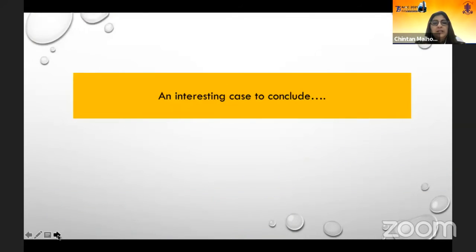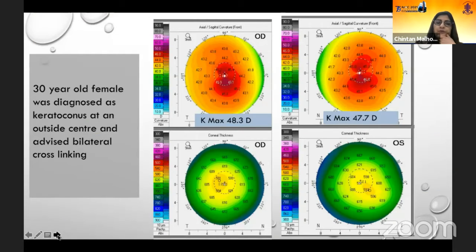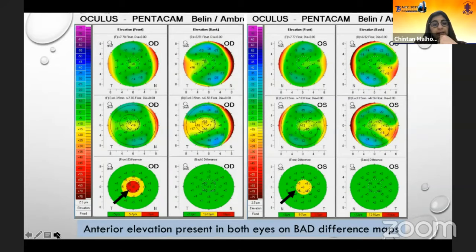And a last interesting case to conclude. This was a 30-year-old female who was diagnosed with keratoconus at an outside center, and she actually came to us for bilateral cross-linking. The center showed some steepening, but it was a 600 micron thick cornea. The anterior elevation was there, but no posterior elevation.